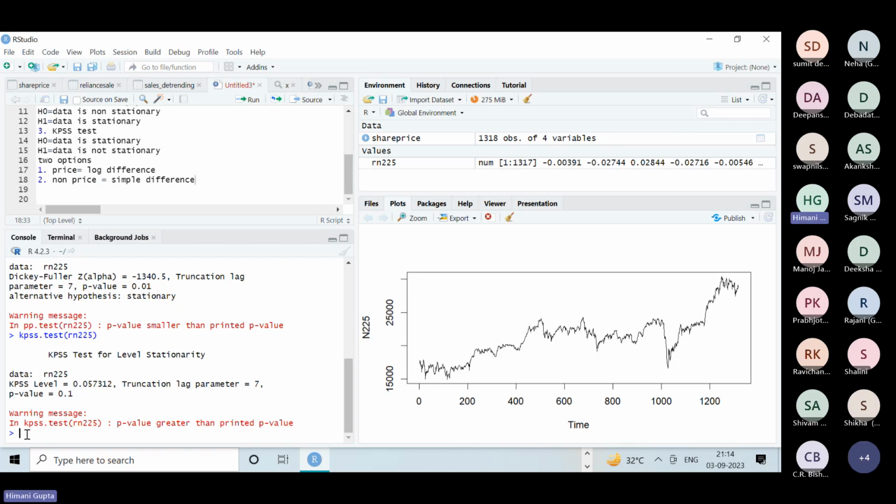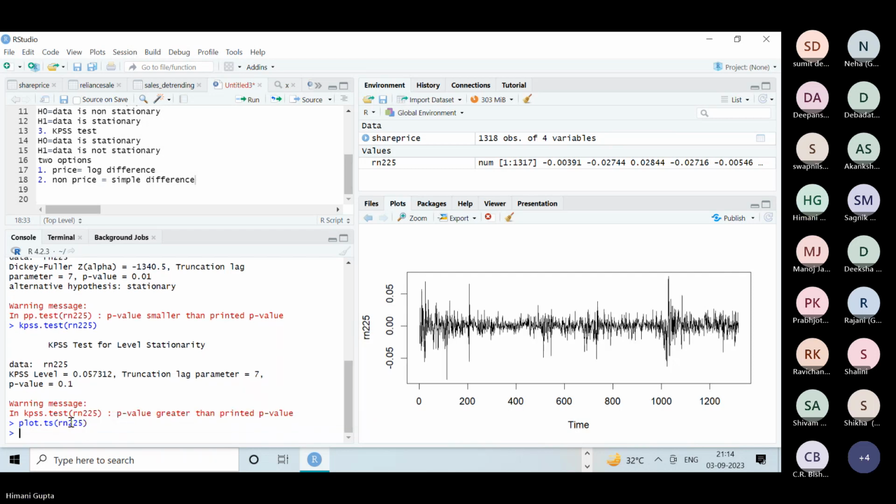Now let's check it with the help of a diagram. So again plot.ts and rn225. Now you can see this diagram.